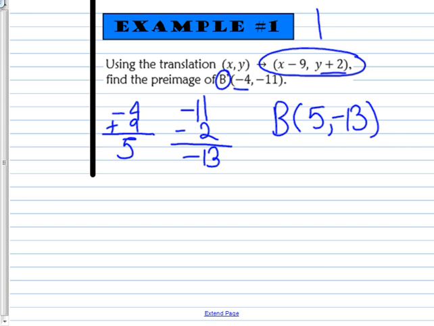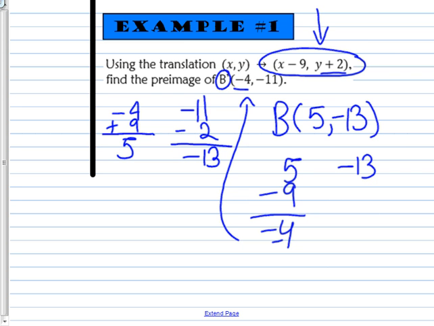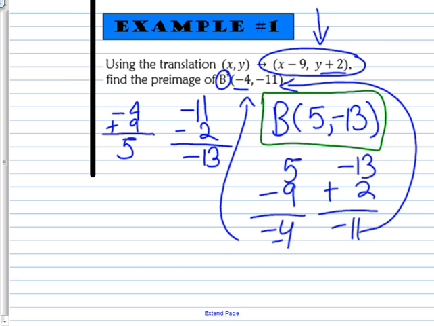And then you can always check these simply by applying the translation. So here's my translation right here, the translation that they want me to do, and I can take what I think is the pre-image, my original image, apply this and see if it works out. Well, 5 minus 9 is negative 4, and sure enough, that's what I have right here. And then negative 13 plus 2 is negative 11, and sure enough, that's what I have here. So I worked backwards, and I was able to find the pre-image. So my pre-image was (5, -13). Here's the translation that was applied to it, and then here is the after image, written in prime notation. That's example 1. That's simply working backwards.